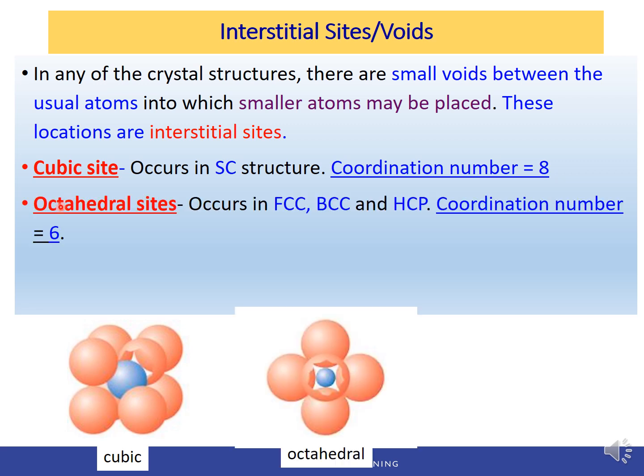Another one is the octahedral site, which can be found in FCC, BCC, and HCP structures. This octahedral site is formed when we place 6 atoms together.